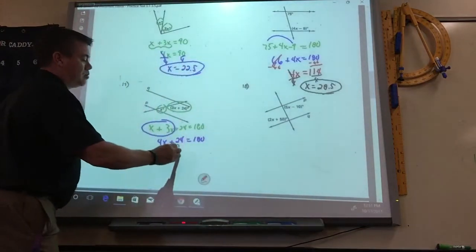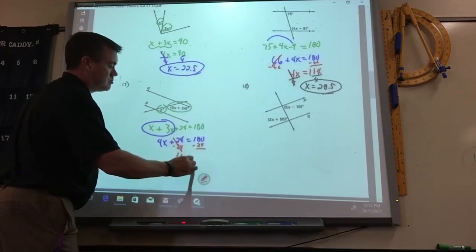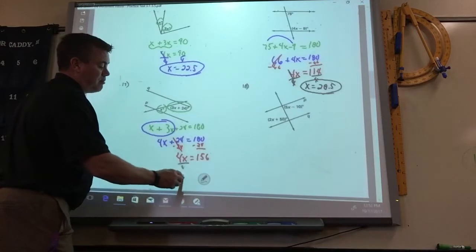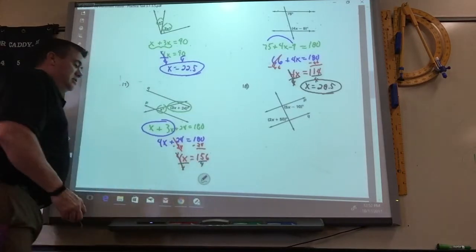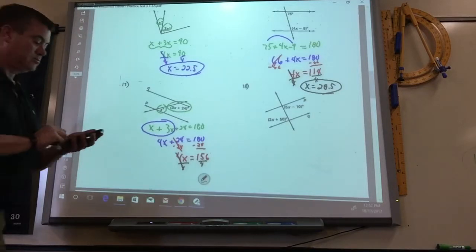So we got to subtract 24. And then divide by 4. What is it? 39. Yeah, 39.